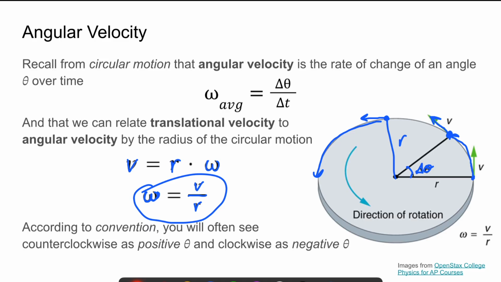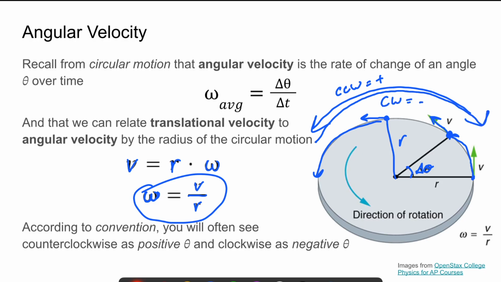Great. And according to convention, whenever we think about the directions here, many resources will say that going around counterclockwise, against a clock, will be a positive rotation, whereas clockwise will be a negative direction.